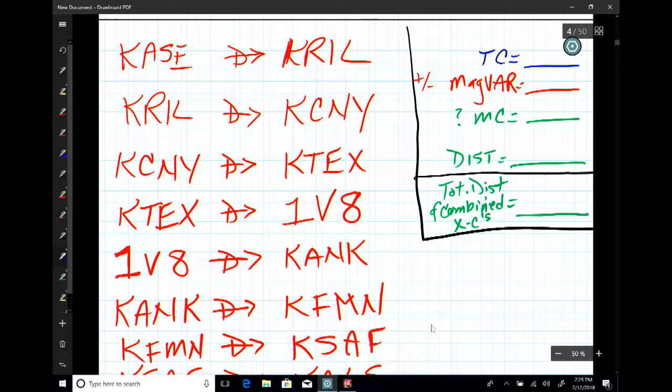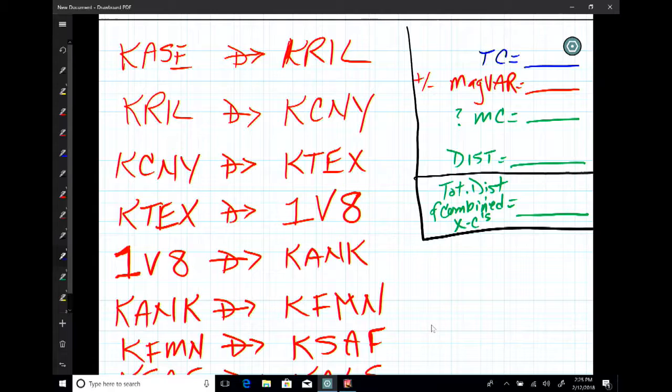Okay, there it is. Now, here's what I want you to write down. KASE direct to, that's what the capital D with an arrow going through it means. KASE direct to KRIL. I wish we would have just talked about that. Oh wait, we did. I want to know what the true course is from KASE to KRIL on a straight line, again pretending that we could actually fly a straight line between those points because we can't. So we look at that. I want you to factor in your magnetic variation, and then I want you to give me the magnetic course.